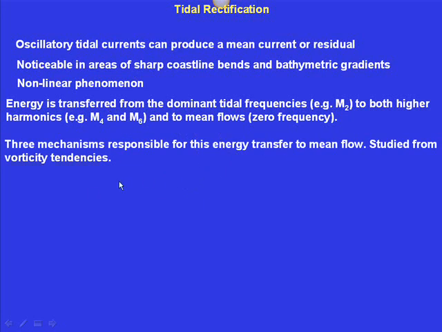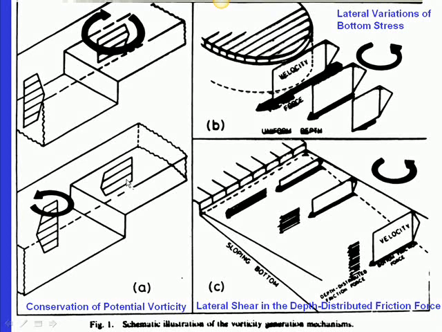And you can study them from vorticity tendencies. You're going to read this paper later on. After you hand in the next homework, you're going to read this paper and another paper related to tides. But these are the 3 physical mechanisms that can be explained through vorticity tendency, by which the fundamental frequency is transferred to higher frequency and to a 0 frequency. From the fact that the conservation of potential vorticity, the flow moving from deep to shallow.